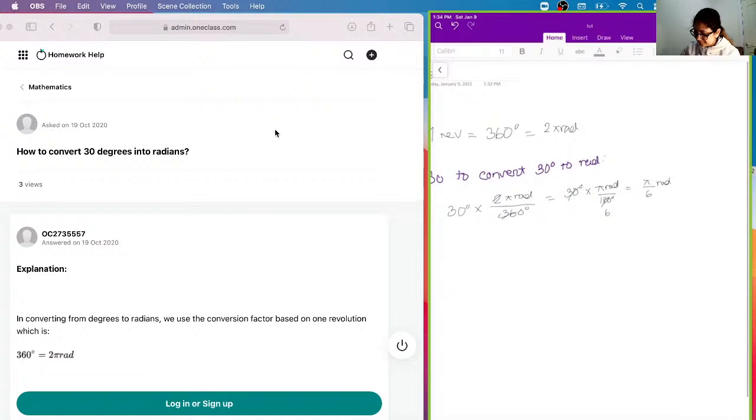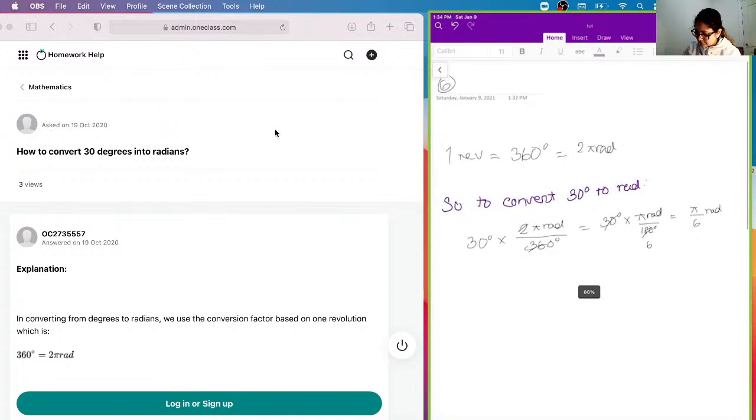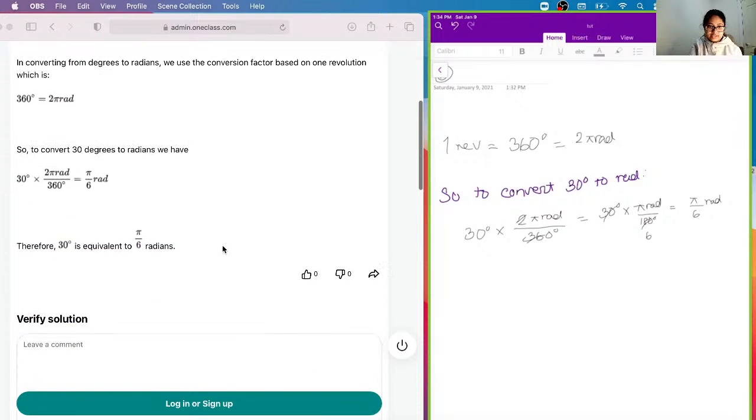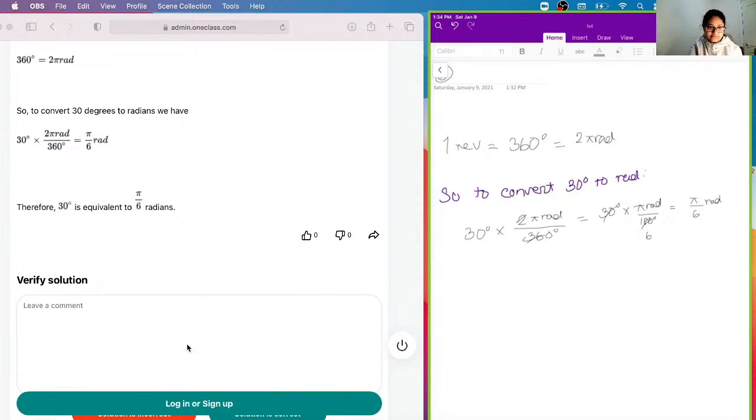Okay. And so this is your answer. Therefore 30 degrees is equivalent to pi over 6 radians. So the closing statement will be: 30 degrees is equal to pi over 6 radians.